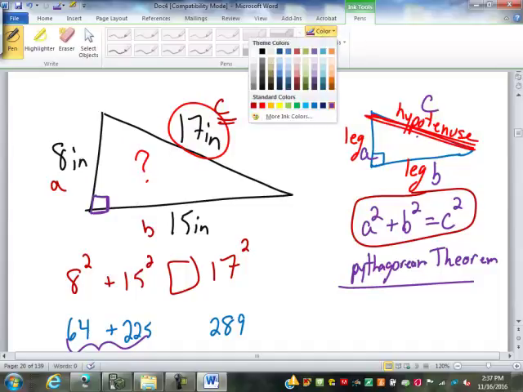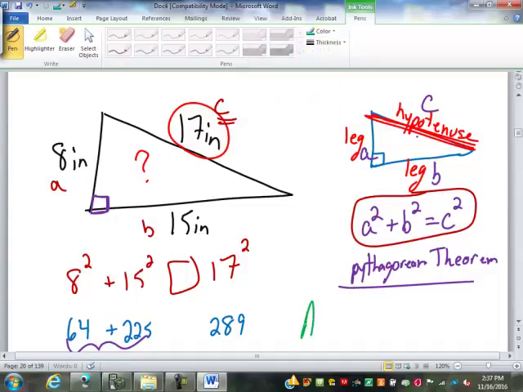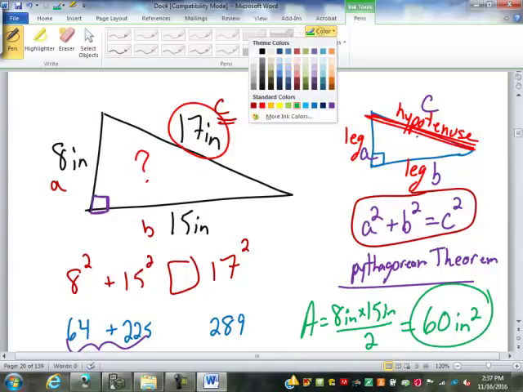So now to find its area, I can just do 8 inches times 15 inches, or 15 times 8, either way, and divide by 2. Because it's an area of 60 inches squared.